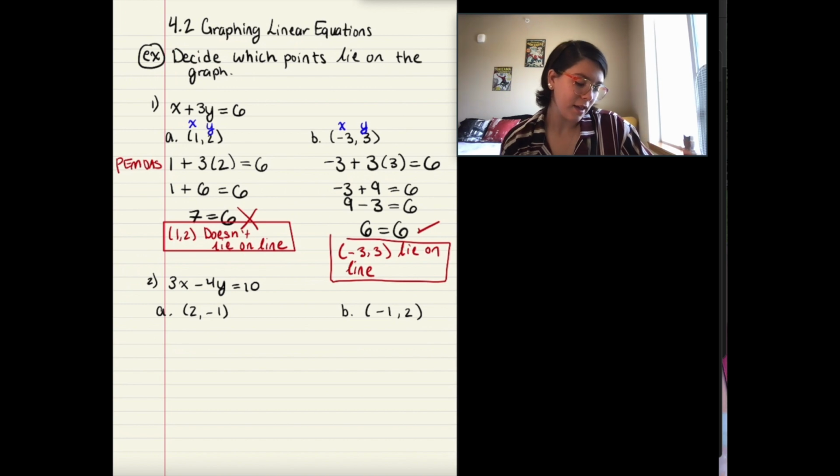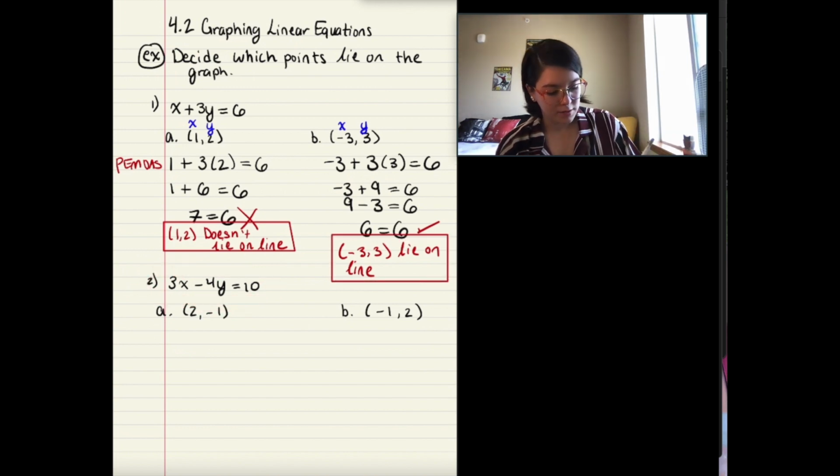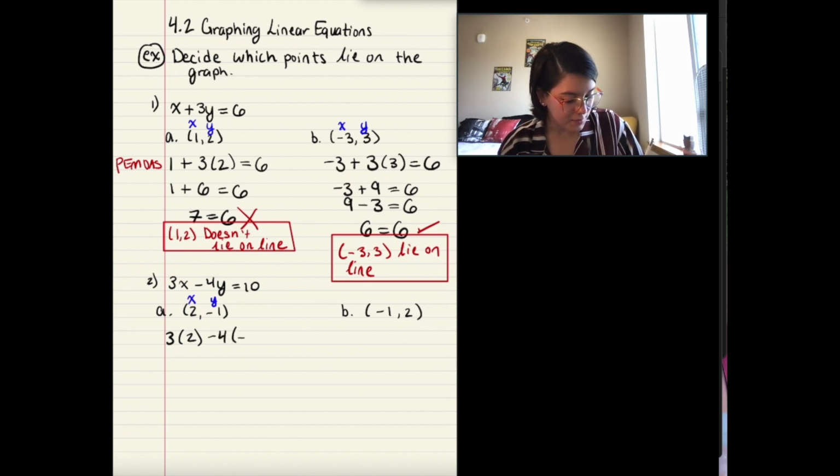Number 2 asks us if the points 2, negative 1, and negative 1, 2 lie on the line 3x minus 4y equals 10. So again, remember this is x, this is y. So anywhere there is an x, we'll plug in 2. Anywhere there's a y, we'll plug in negative 1. So we have 3 times 2 minus 4 times negative 1 is equal to 10. Now we have to do our multiplication first. So we have 3 times 2, which is 6. And then we have a negative 4 times negative 1. And a negative times a negative is a positive, so we have plus 4 is equal to 10.